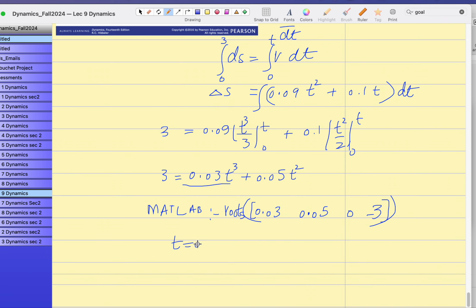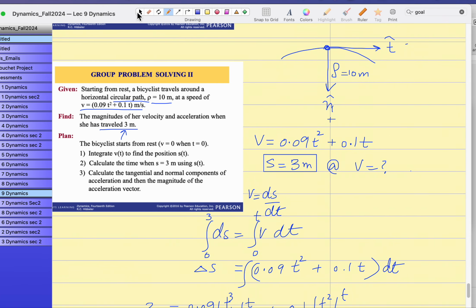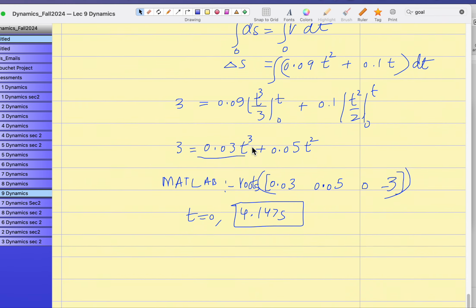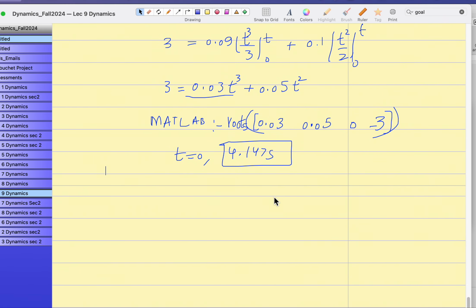So time is either 0 seconds or 4.147 seconds. So this is our time when the distance is 3 meters. Now you can take the same expression to find the velocity. You see my point, guys? That question was a little tricky in the sense that you did not have time initially, but now you have time. Can you plug in time t equals 4.147 into this expression to find the velocity?